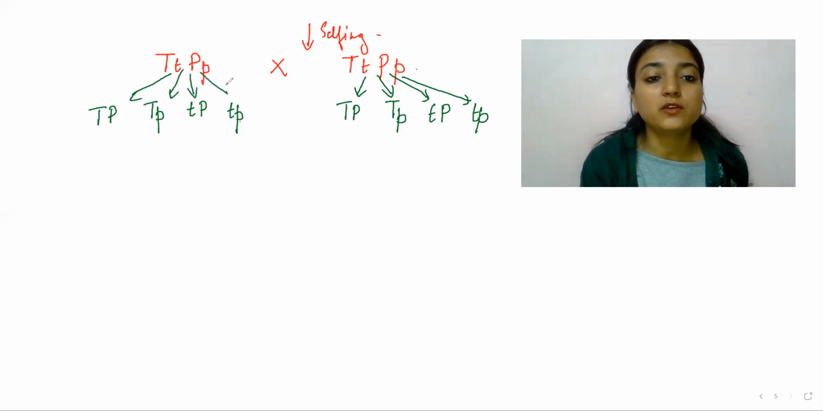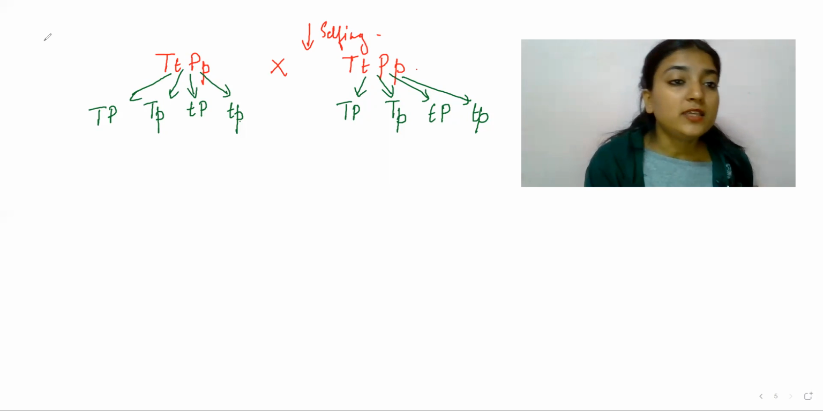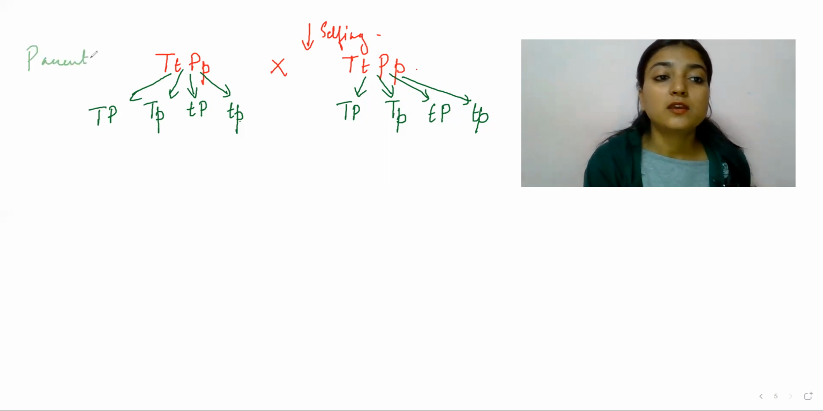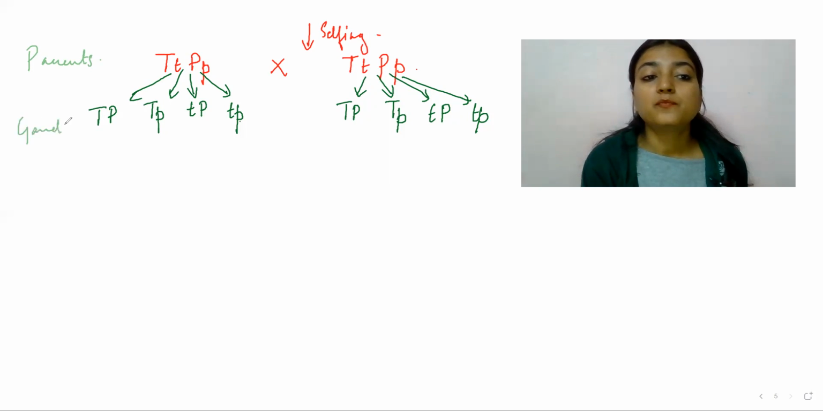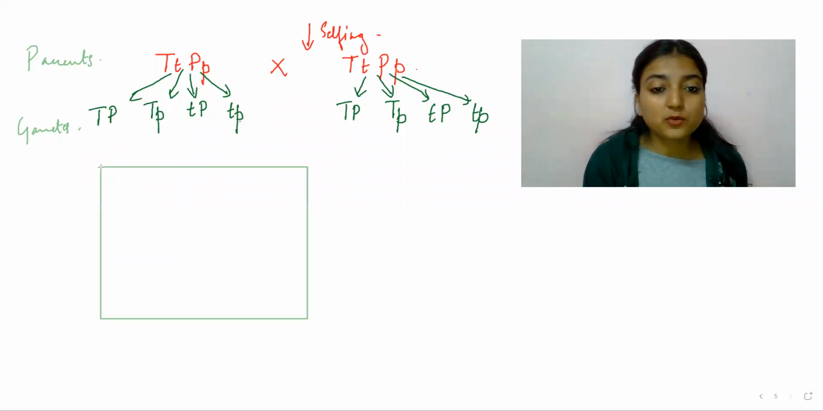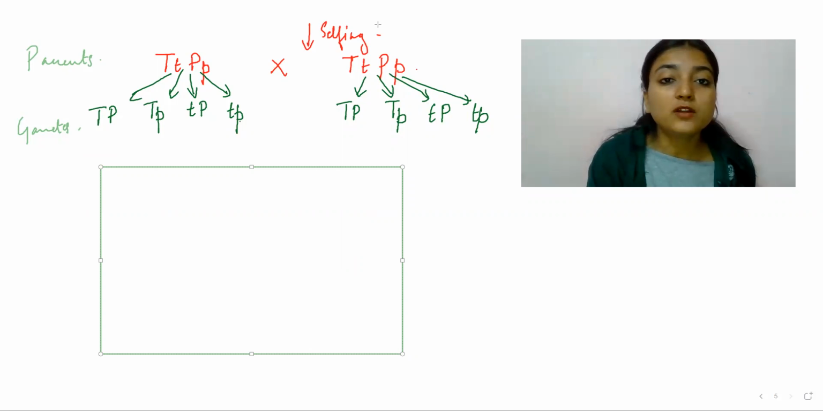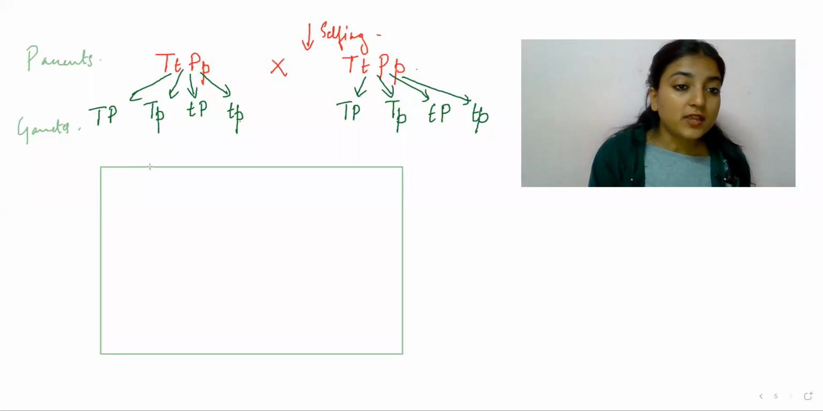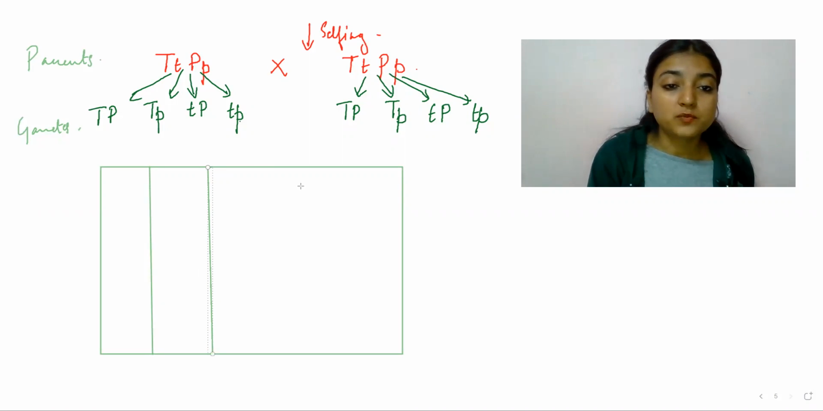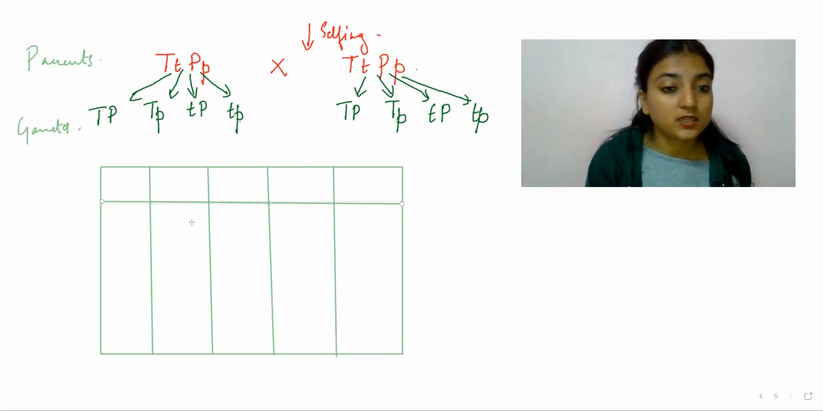Just I will write over here that these are the parents and these will be the gametes. Now after making the gametes, we have to make a Punnett square again, but this Punnett square will be for the F2 generation. Again, why F2 generation? Because here we are interbreeding between the offsprings. So we will make a first Punnett square.